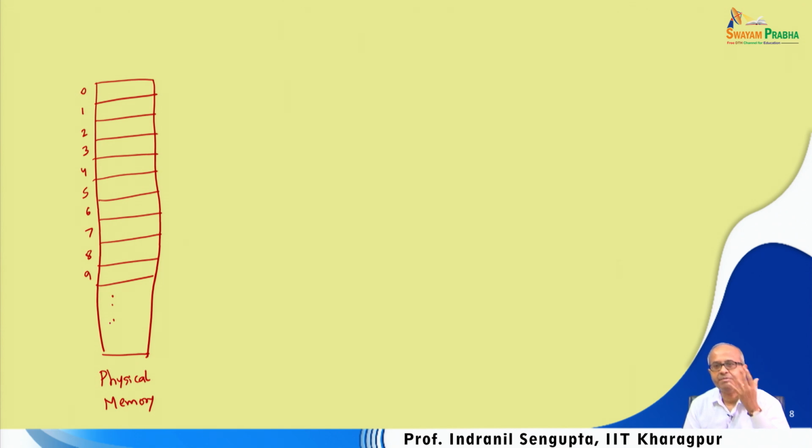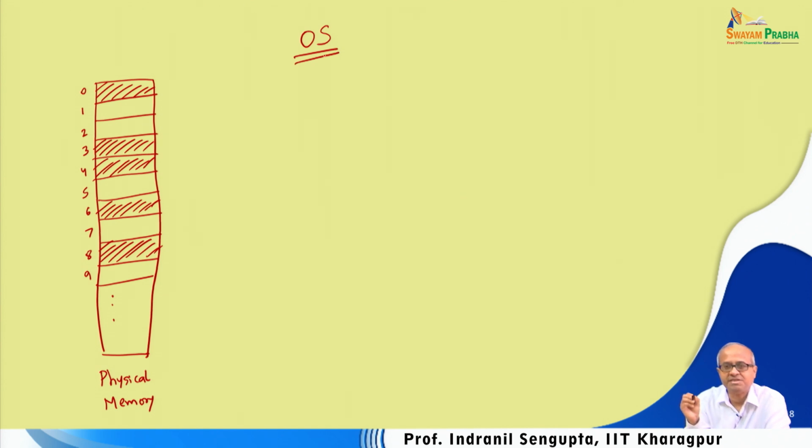Now, out of these 10, some of the frames may be occupied, some of them may be free. Let us assume these frames are already occupied. Let us say 0 is occupied, 3 is occupied, 4 is occupied, 6 is occupied, and 8 is also occupied. So, there are 5 frames which are occupied, 5 frames which are free. Now, it depends on the order in which these pages are allocated and released. The operating system will maintain a pointer to the first free frame in the list. Let us say according to the operating system record, the first free frame is 5. So, it is pointing to 5.